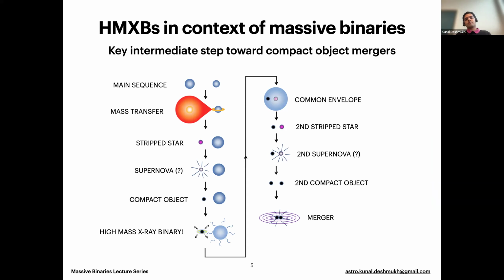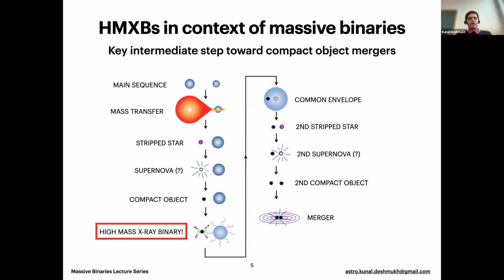You can also go through further interaction to form a second black hole, and then you have merging black holes. So this is one popular channel of forming merging black holes. And high mass X-ray binaries can be an intermediate step going from massive main sequence binaries to merging black holes. So they are very intriguing objects if we think about them in this context of this chart of massive binary evolution.